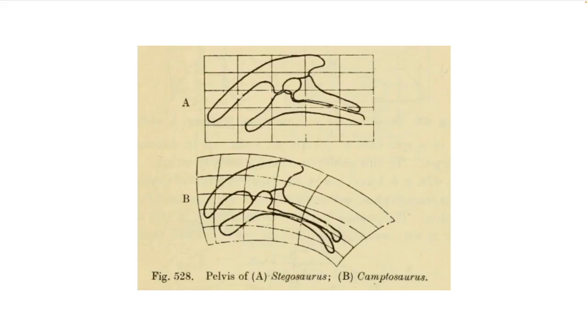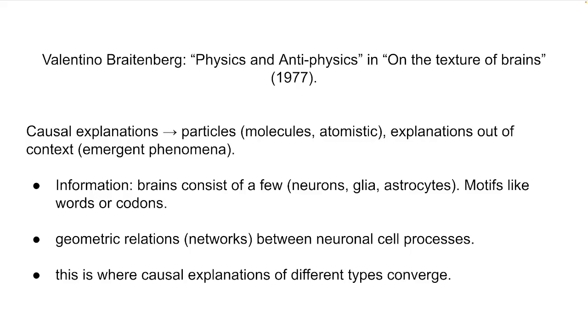This is an example of two different morphologies on a grid that's been deformed. So you have a square grid with this pelvis of Stegosaurus, and then you have the pelvis of Camptosaurus, which changes it. There are some changes in the shape, and that's represented by changes in this grid in how the different points are aligned. And so you can describe that mathematically pretty easily. And then that describes the difference between Stegosaurus and Camptosaurus.